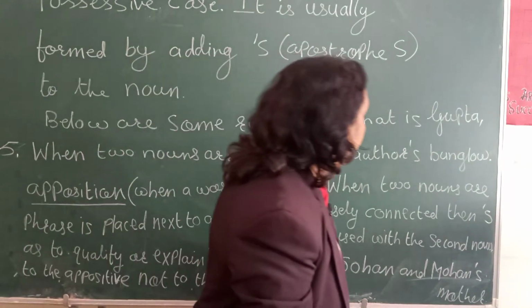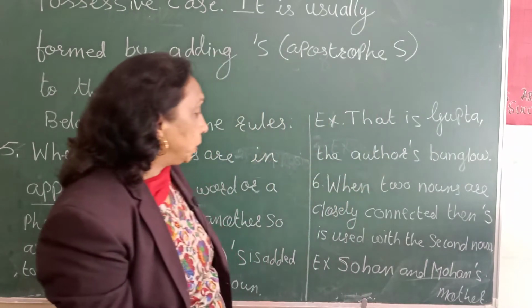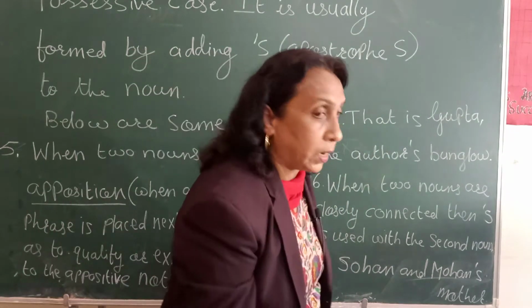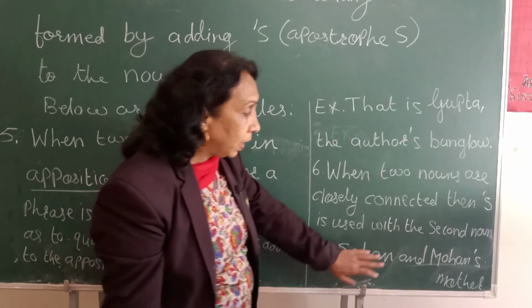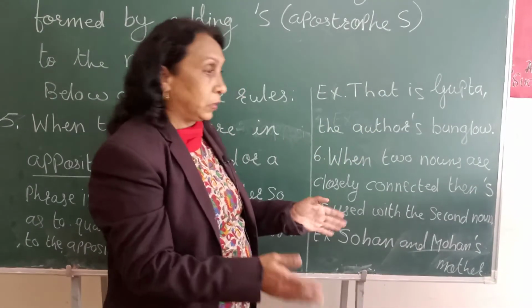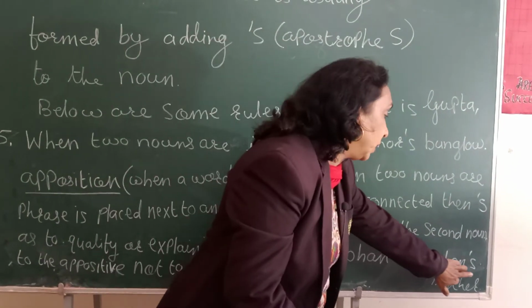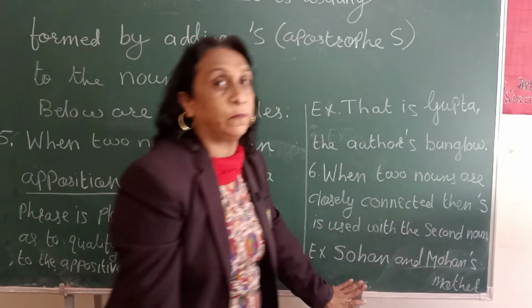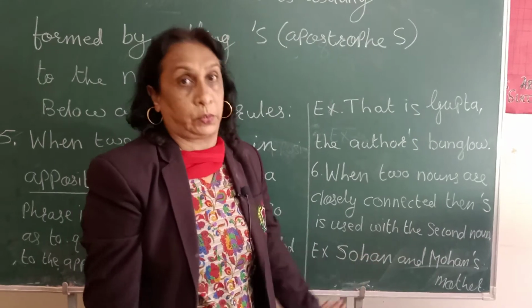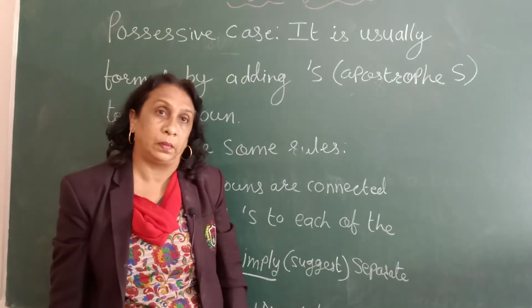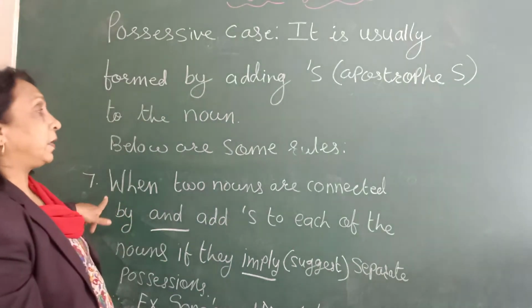Now look at the sixth rule. When two nouns are closely connected, then apostrophe s is used with the second noun. Now look here. Sohan and Mohan's mother. Sohan and Mohan are closely related. So we use apostrophe s with the second noun, not with the first noun. Understood? This is the sixth rule.